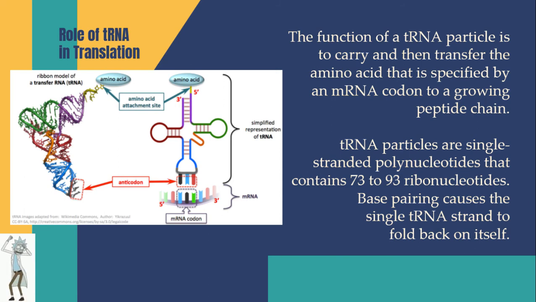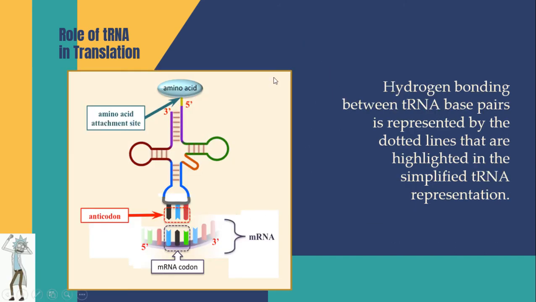So the role of tRNA in translation is that it is a particle that carries and transfers the amino acid specified by an mRNA codon to a growing peptide chain. tRNA particles are single-stranded polynucleotides that contain 73 to 93 nucleotides. Base pairing causes the single tRNA strand to fold back on itself. In this representation, hydrogen bonding between tRNA base pairs can be seen through these dotted lines right here.